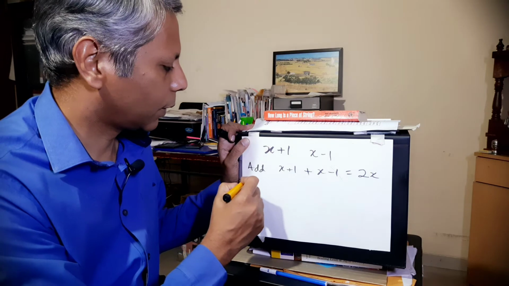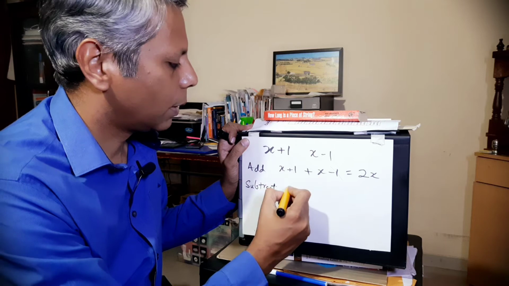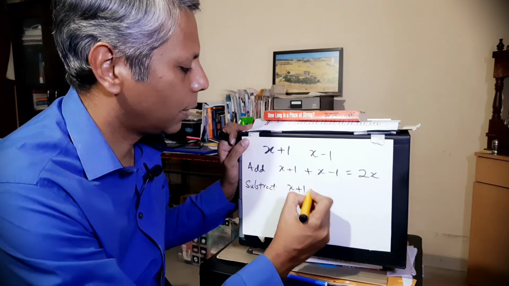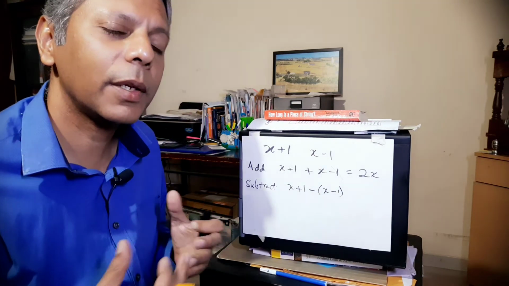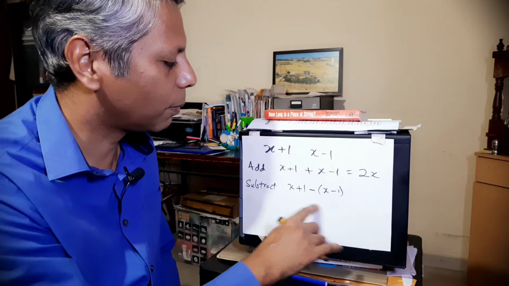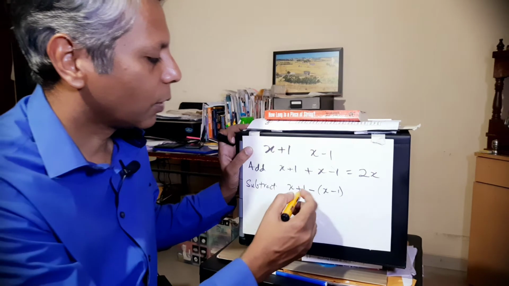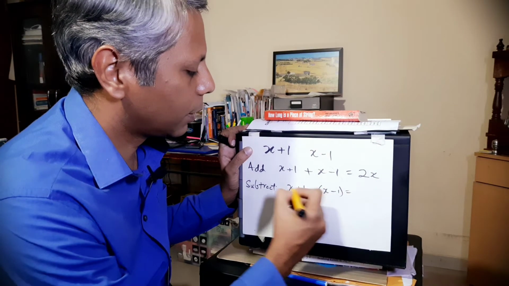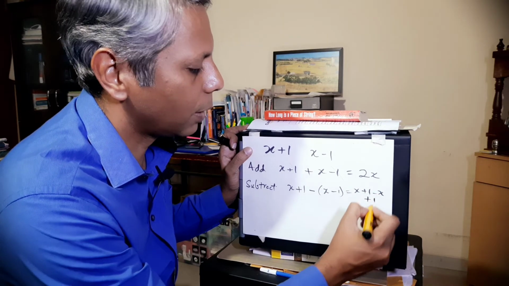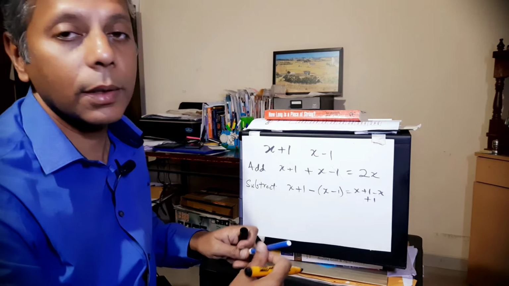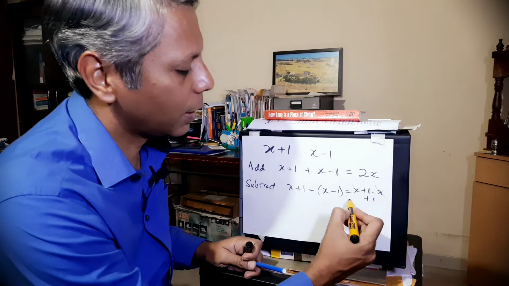Now, if we subtract, it is x plus 1 minus x minus 1. And you do this just like you would do numbers. If you say 3 plus 1 minus, in brackets, 3 minus 1, you can think of it that way. When you open the brackets, this becomes x plus 1 minus x plus 1. So in this case, the x cancels out and just 1 plus 1, and that's 2.